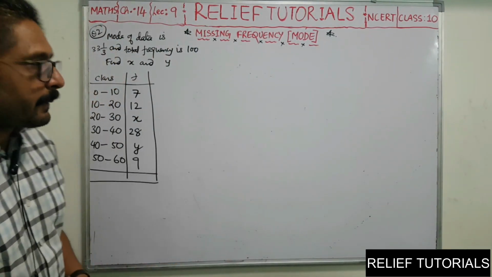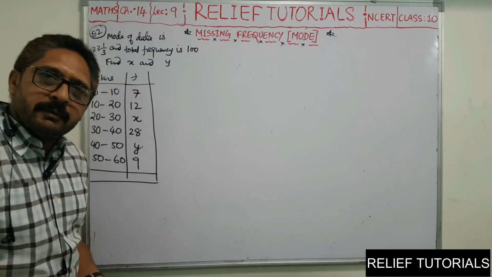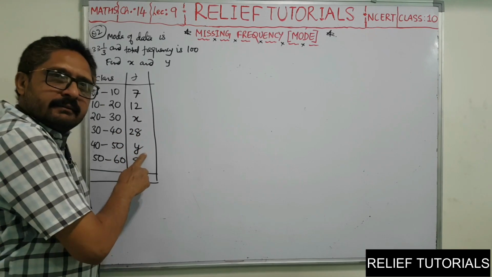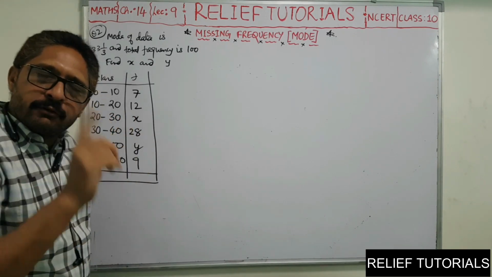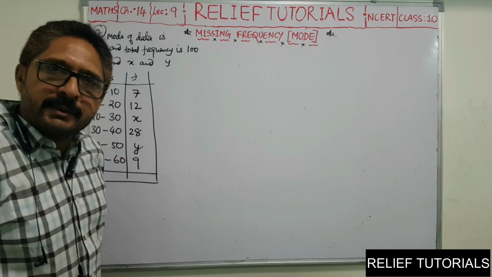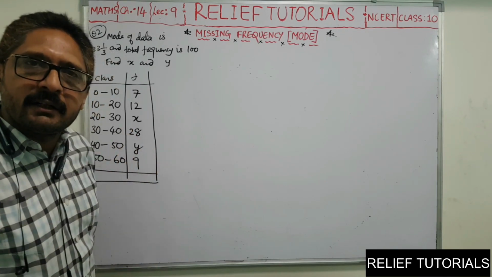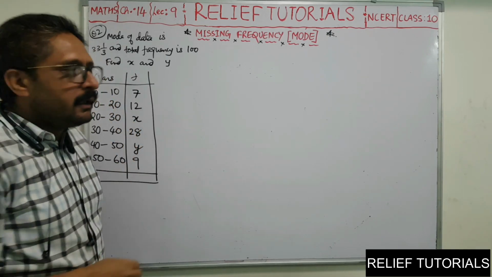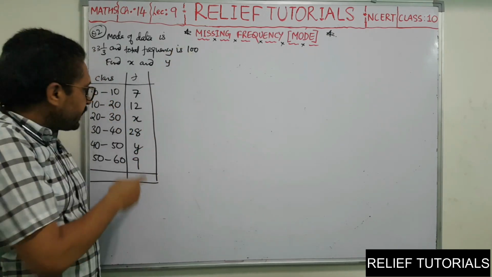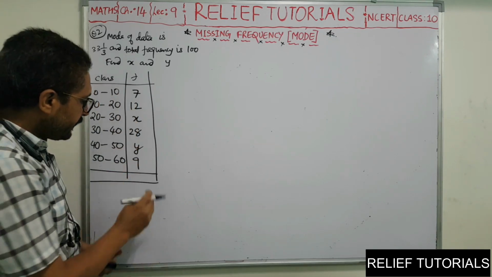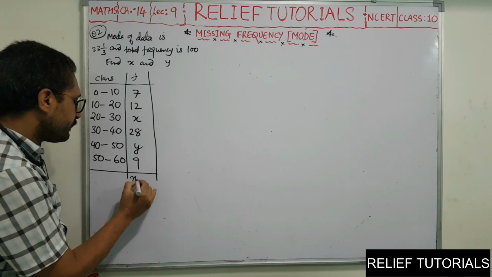See guys, now we are doing one more problem where two frequencies are missing, X and Y. In the previous case, a single frequency was missing and single information was given. Here, two frequencies are missing and two informations are given. What is that? The mode is 33 1/3 and the total frequency is 100, that is the sum of all these frequencies. N is 100. Here it is given.